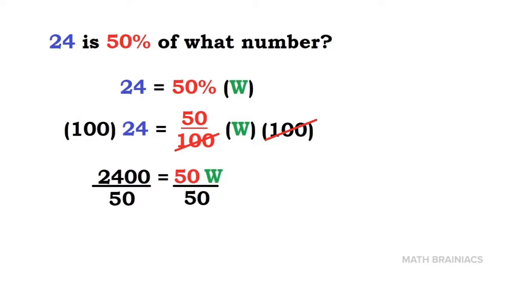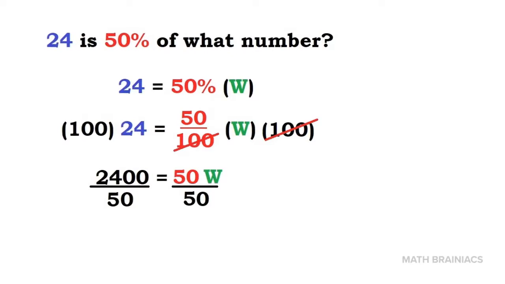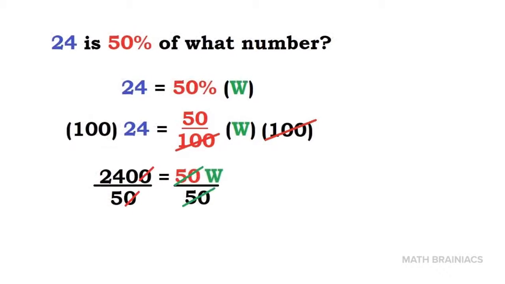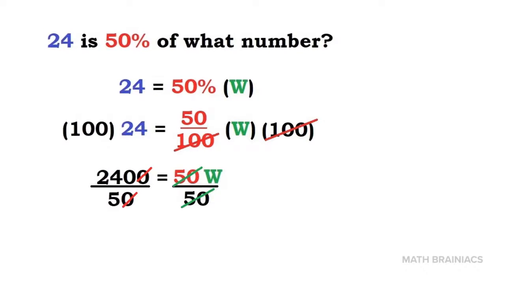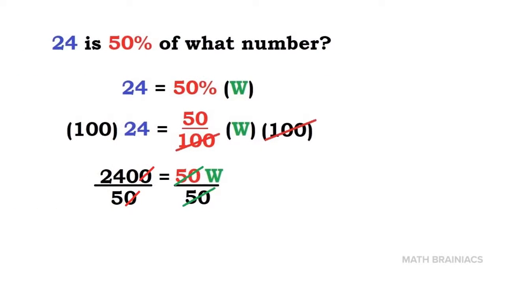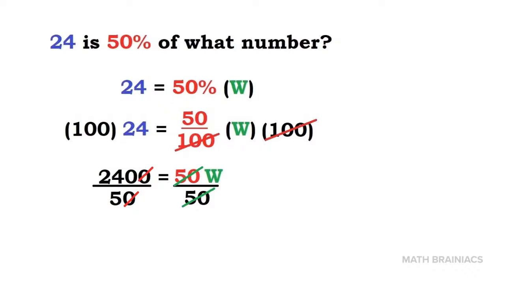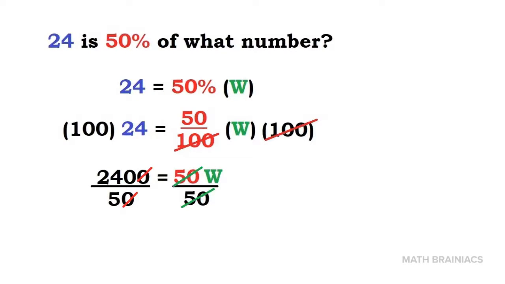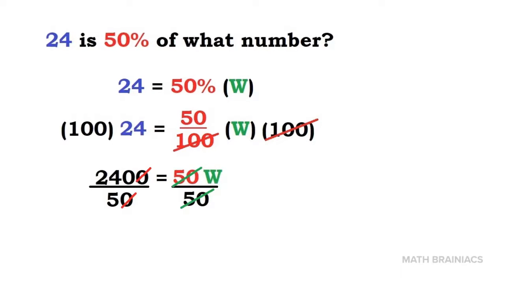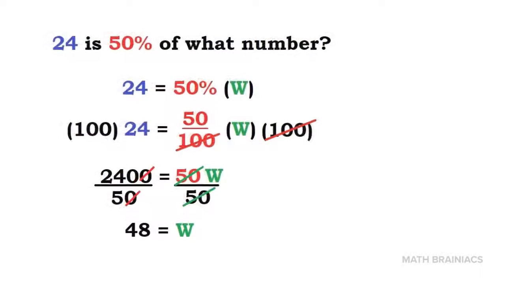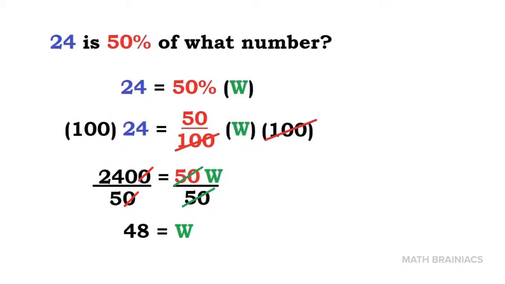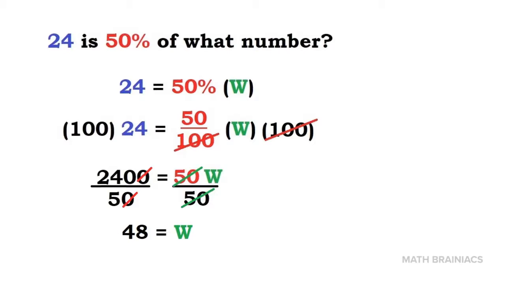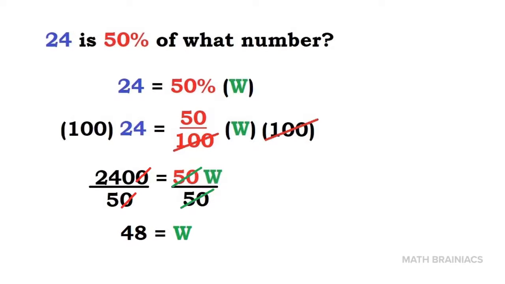To eliminate 50 on the right side, we can divide both sides by 50. And we can cancel out the 50 on the right side. We can cancel out 1 zero on the numerator and 1 zero on the denominator on the right side so that we're not going to work on large numbers. Working on 240 divided by 5 will give us 48. Therefore, 24 is 50% of 48.